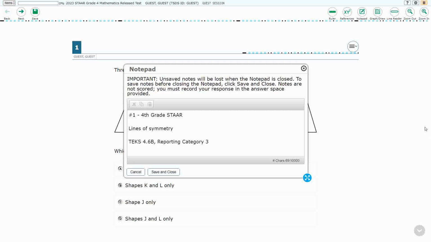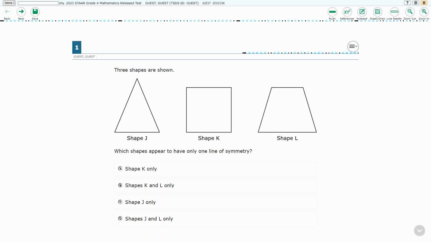For number one, we are looking at lines of symmetry. This is TEKS 4.6b in reporting category 3. So we have three shapes here, shape J, K, and L. We need to find shapes that only have one line of symmetry. Okay, so let's take a look.